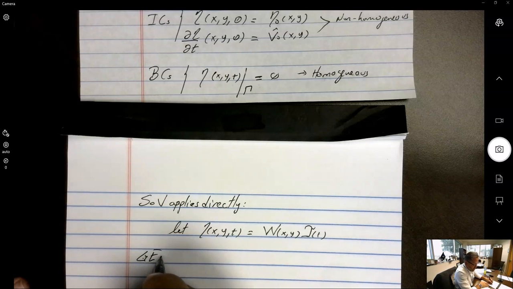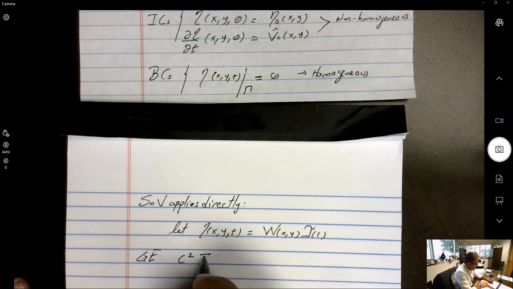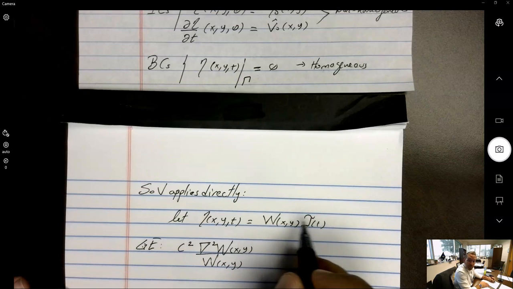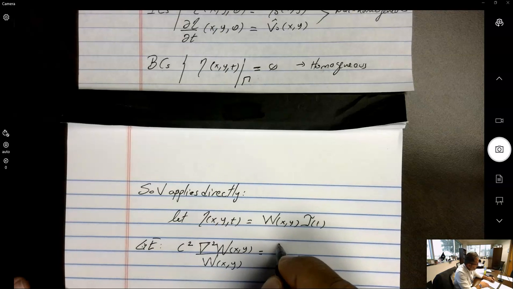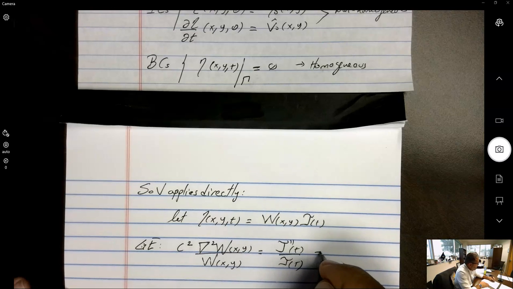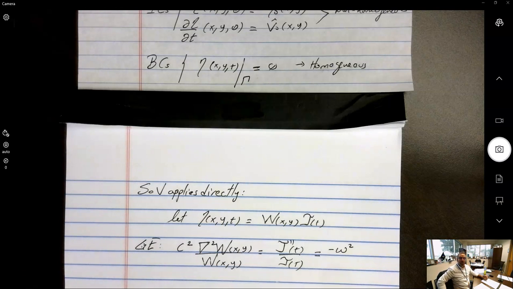So now the governing equation looks like c squared Laplacian of w of x and y divided by w of x and y. Notice we're not doing a superposition, we're doing separation of variables directly. And on the right hand side, tau double prime of t over tau of t. And we are going to separate this with the separation constant omega, and we're going to make it negative. Not because we want a decaying solution in time. This will not have a decaying solution. This will have a solution in terms of cosines and sines.